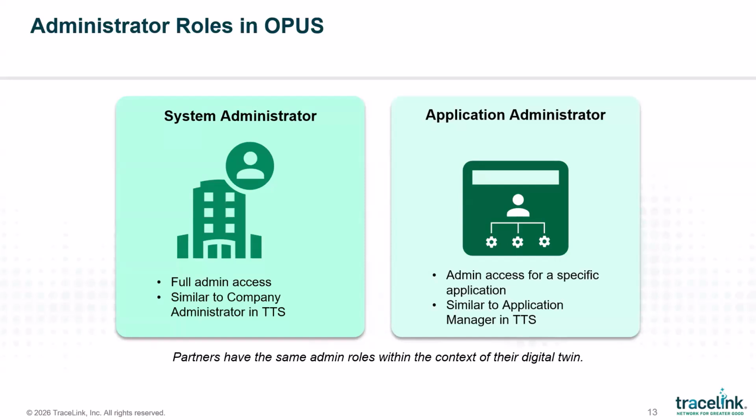It's important to remember that no matter which admin role the user has, in order to access a network, they need to be assigned a member role on that network. System administrators can assign the member role for any network to themselves. Application administrators can assign a member role for the app they administer to themselves. Also note that partners have these same roles for their digital twins. However, only owners can create process networks and link.